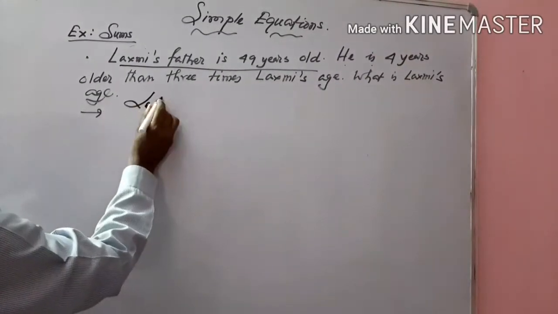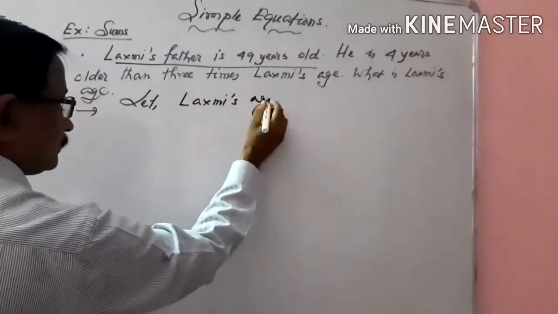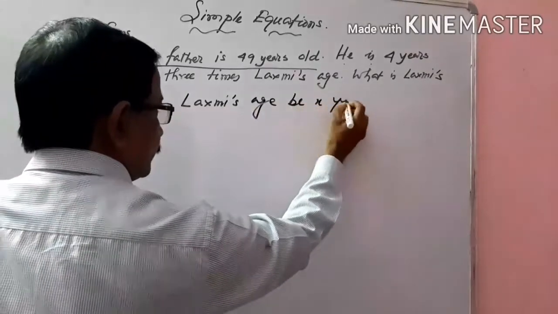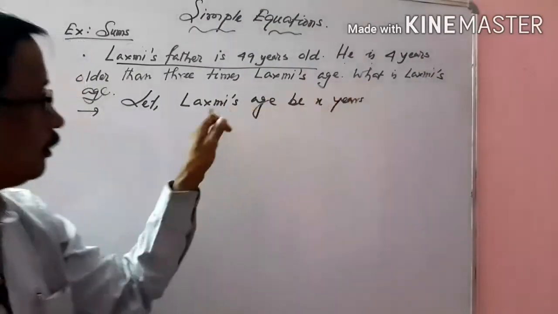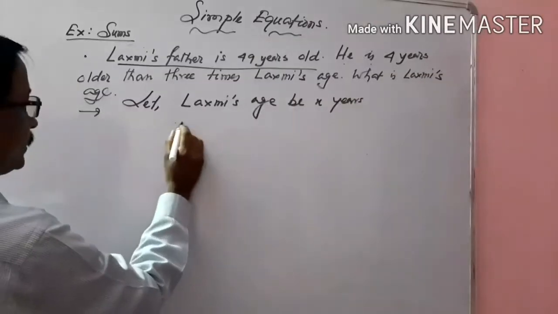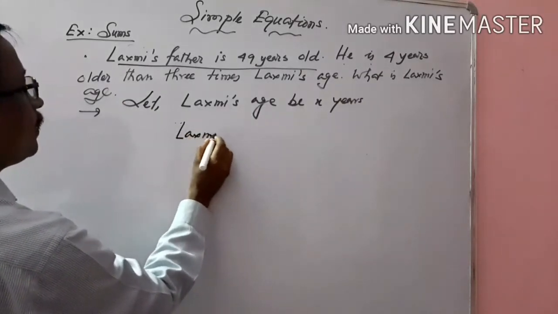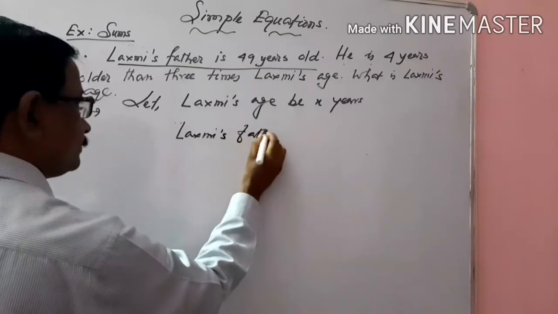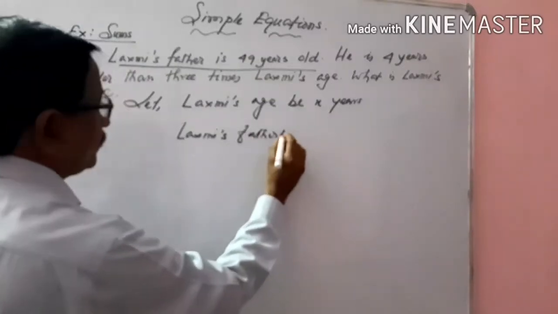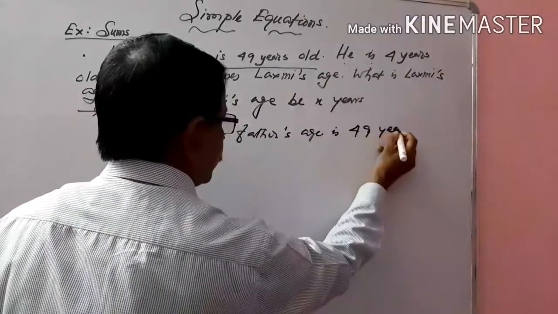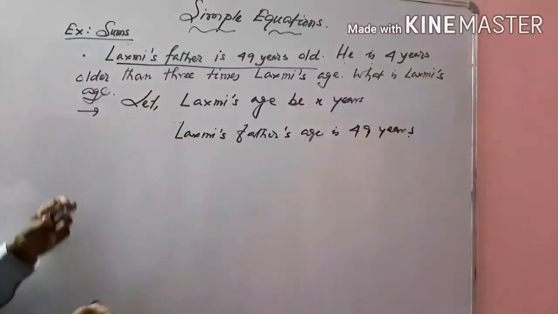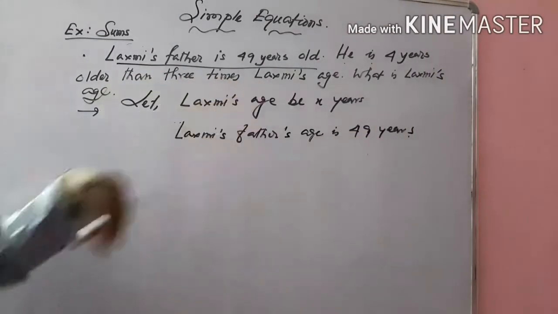Okay? So let us consider, first you let Lakshmi's age be x years. As we don't know, we can let that be Lakshmi's age. And Lakshmi's father is given. Lakshmi's father's age is 49 years. But the condition given is he is 4 years older than 3 times Lakshmi's age.